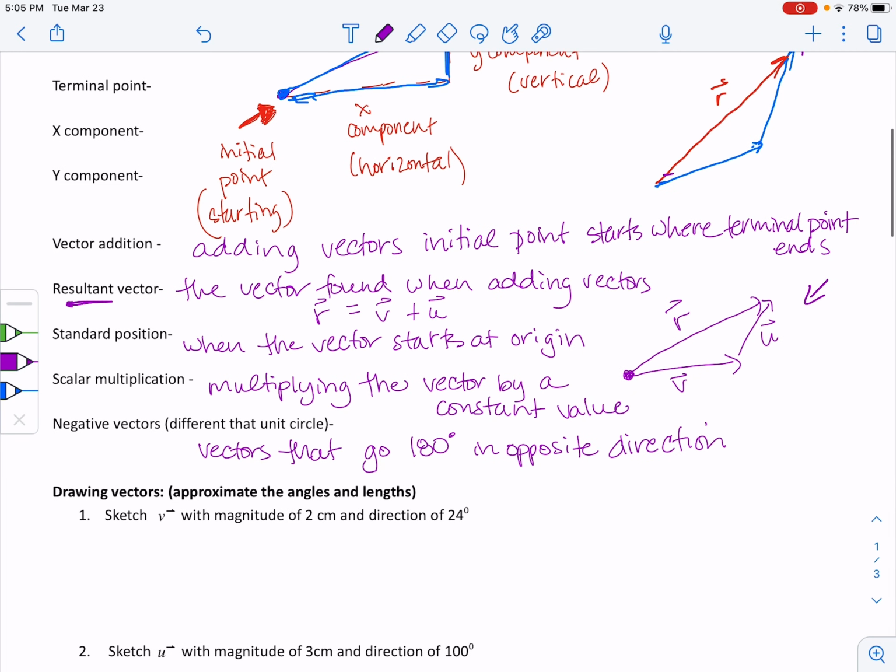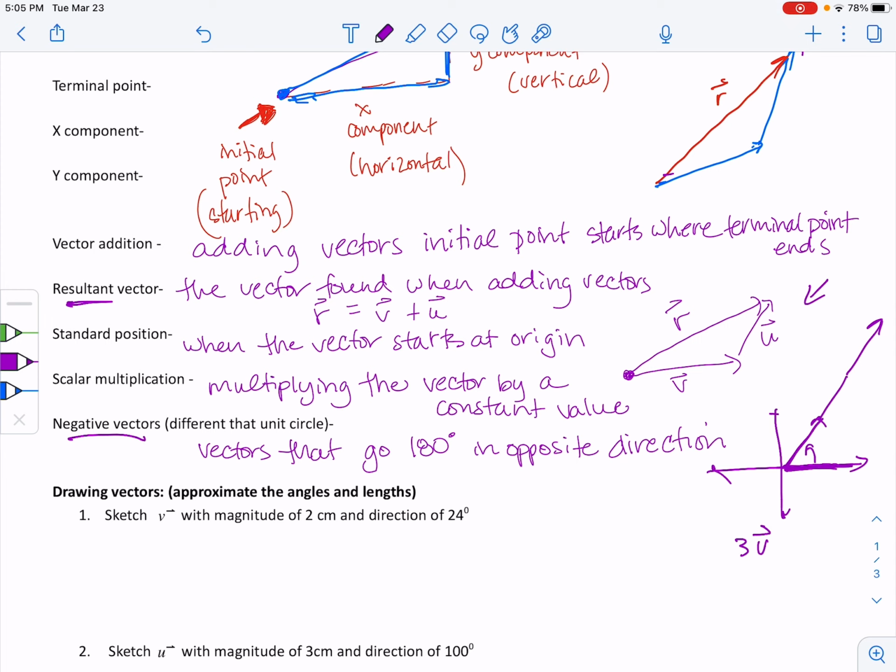Standard position means you're putting it on the grid, and you have an initial side, and here's your terminal side, and it rotated up. That's standard position. It started at the origin. When you multiply a vector by a constant, that's scalar multiplication. So I can say 3 times vector v, and that makes it 3 times longer.